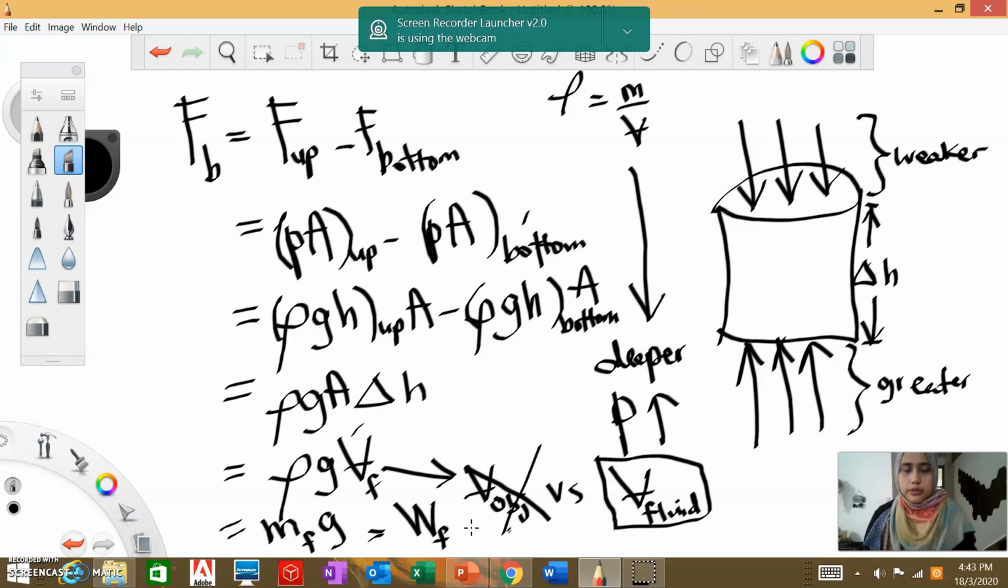So this expression, if you say it in a statement, it can be said that the buoyant force is equal to the weight of the displaced water. This statement is the same as the Archimedes principle, where the buoyant force on an object is equal to the weight of the fluid displaced by the object. Alright? Okay, thank you.